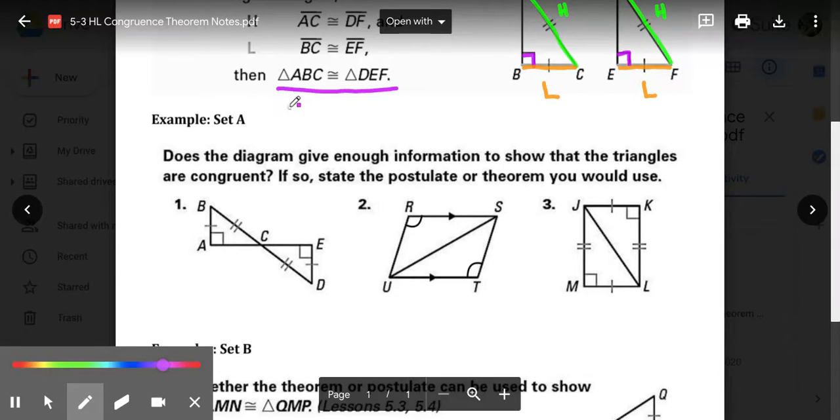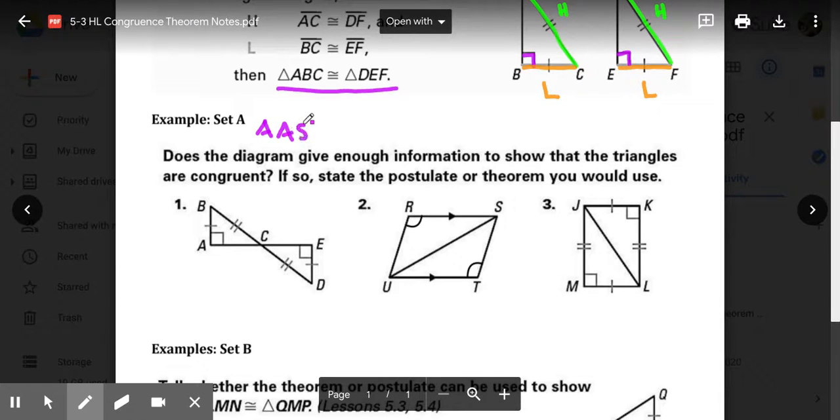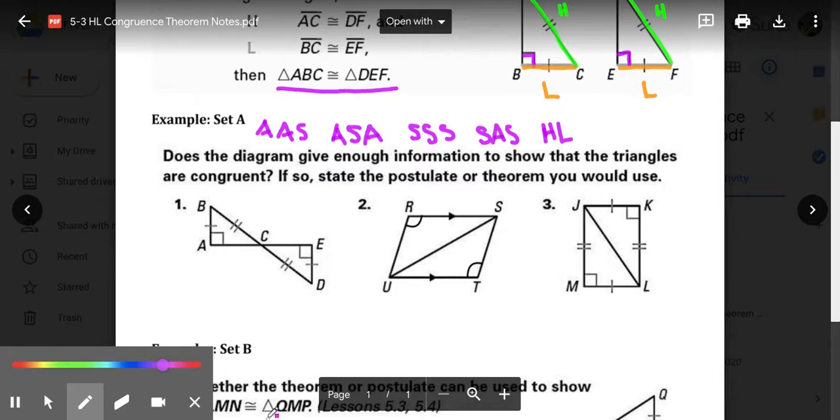So remember, we have some previous postulates and theorems that we learned. We learned about angle, angle, side. We learned about angle, side, angle. We also learned about side, side, side, and side, angle, side. So any of these are fair game. But we're also going to throw in our new theorem that is only good for right triangles, which is hypotenuse leg. So let's take a look at these examples.